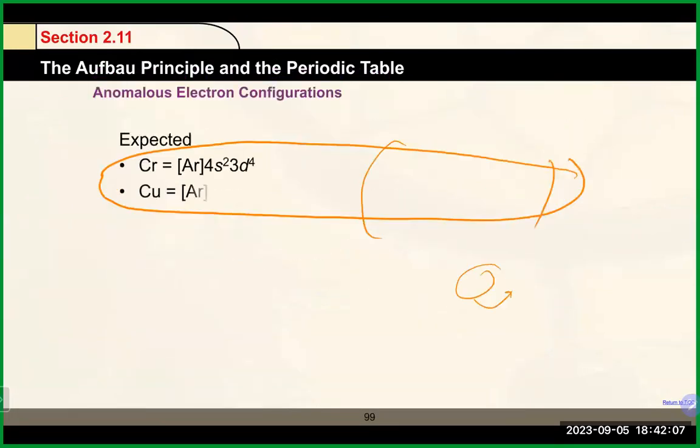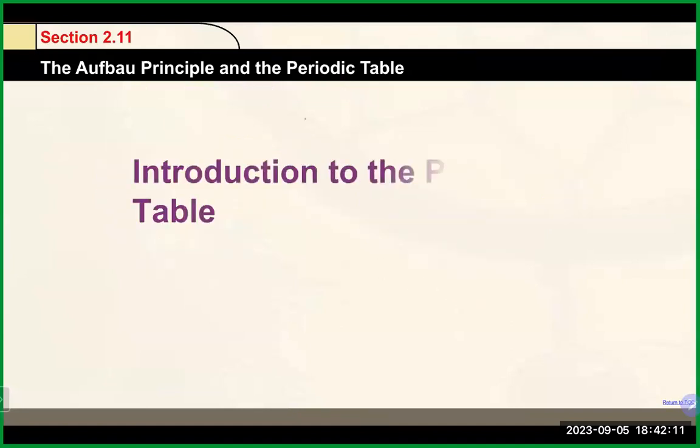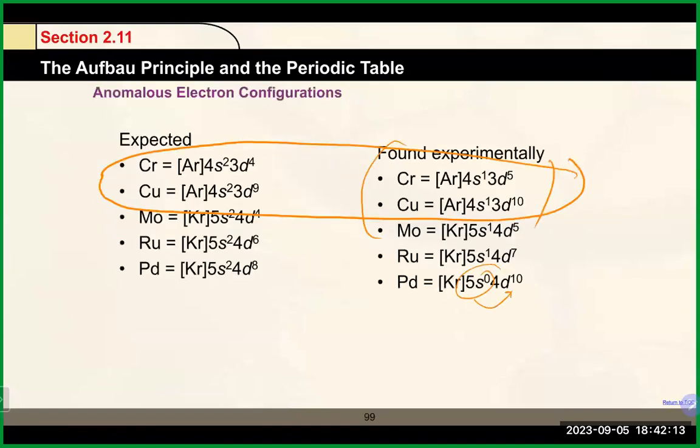All right, so chromium, copper, you need to know the exceptions. And why don't you do nickel with a +4 charge? What the electron configuration would be. Nickel with no charge is 28.